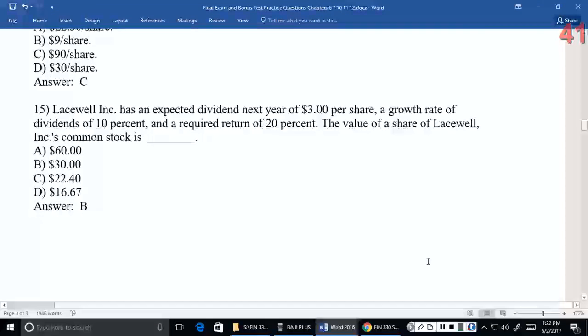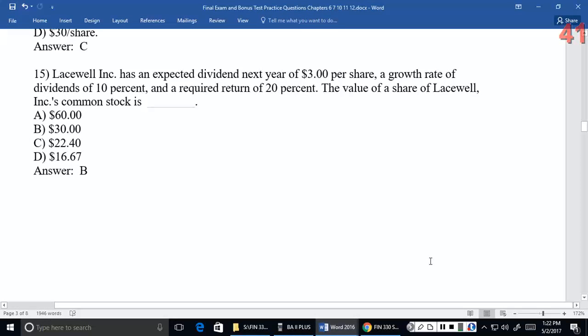Okay, here's another one, number 15. Laceworld Incorporated has an expected dividend next year of $3, a growth rate of 10%, and a required return of 20%. The value of a share of Laceworld Incorporated's common stock is, okay, so that's very similar to what we just did. It would be the $3 divided by 0.2 minus 0.1. And once you work that, you should come up with an answer of B, which is $30 per share. So it's worked just like the one we just did. All right, let's see. Let's jump ahead to a couple of the other problems.